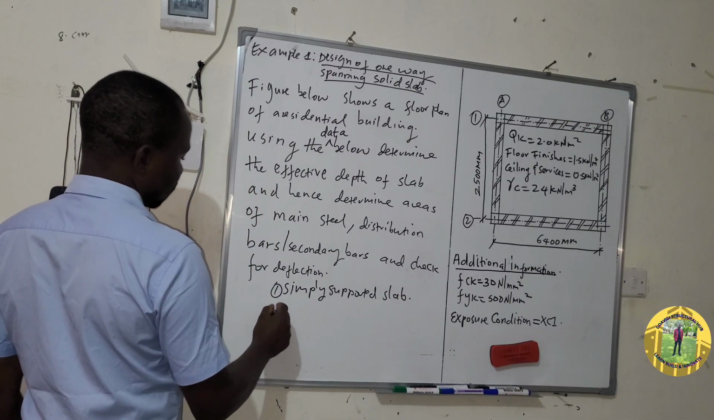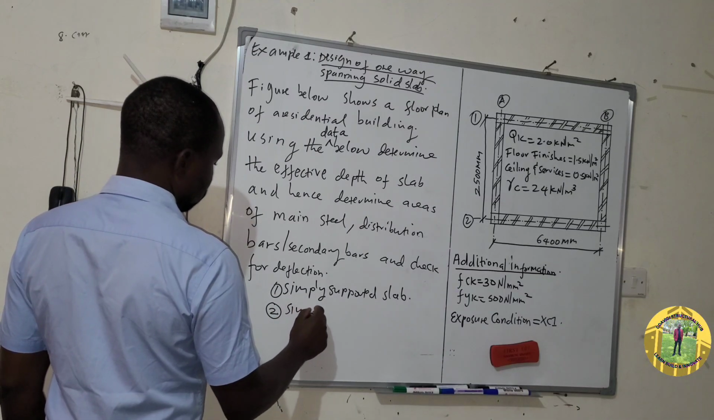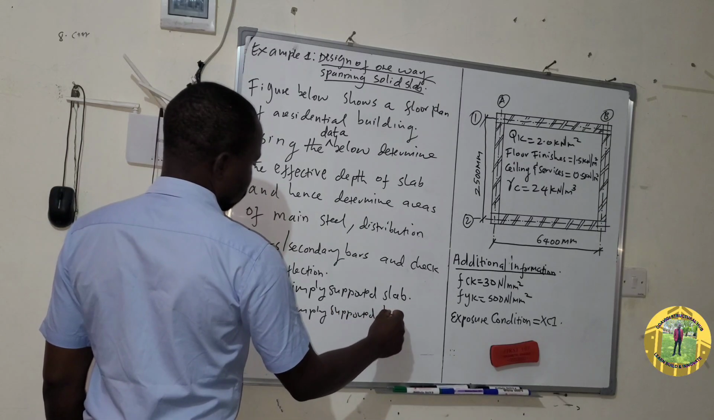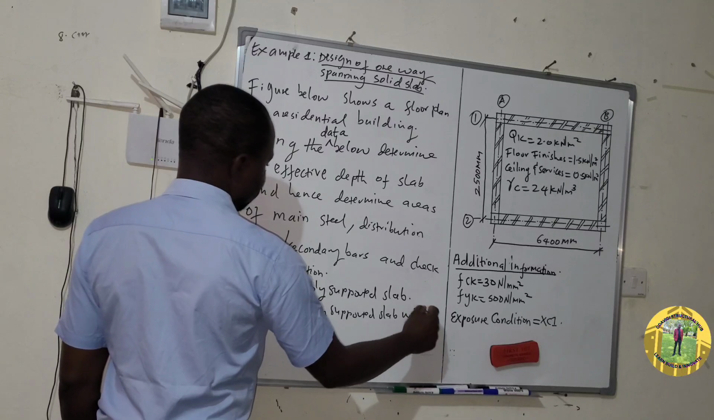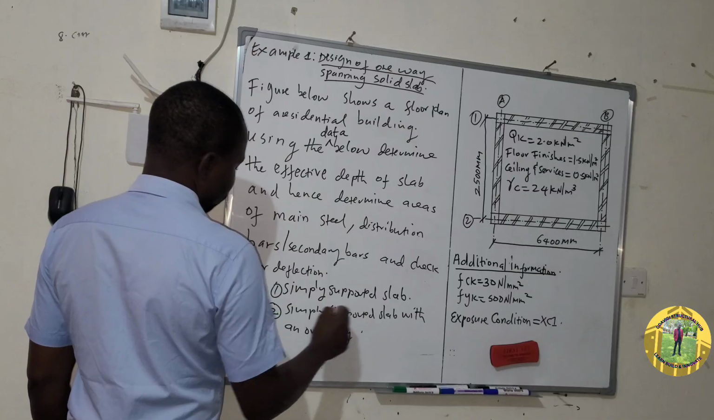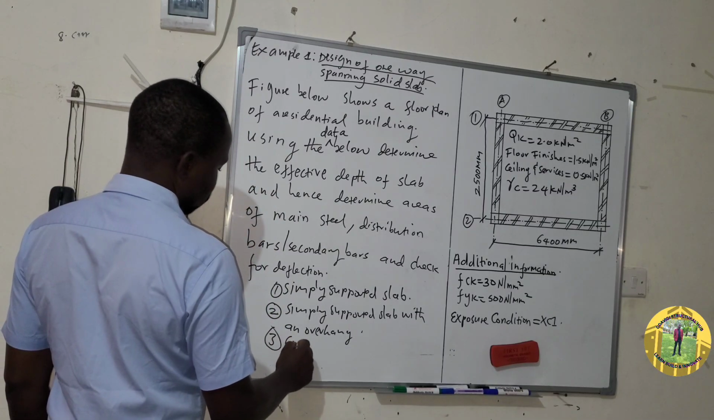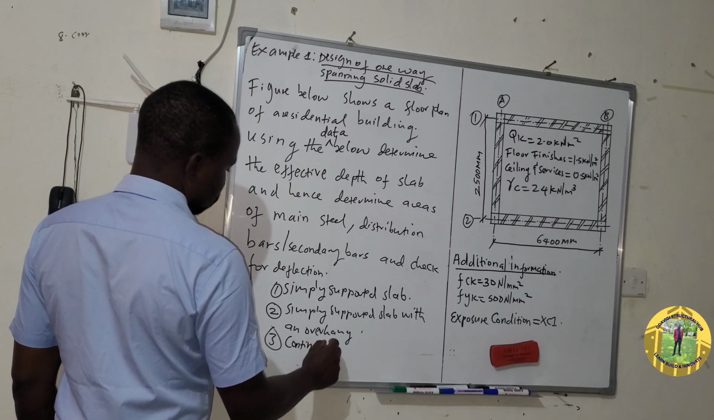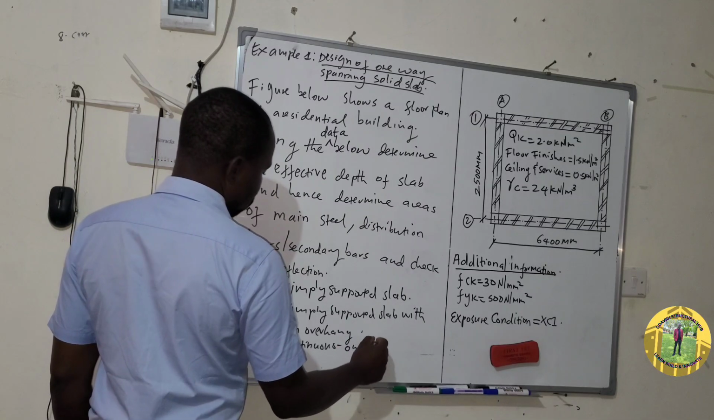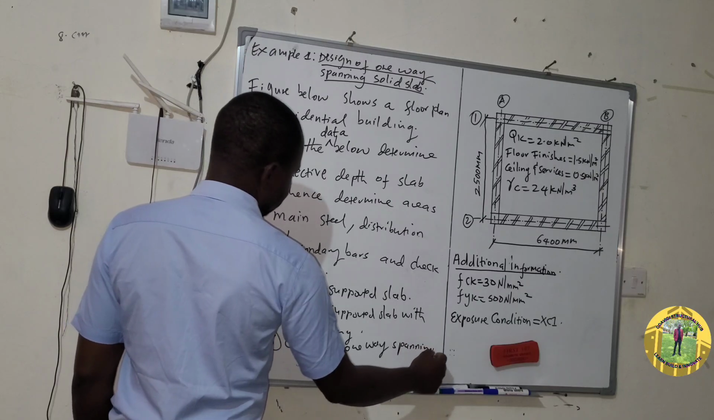And then after this, we will tackle what we call simply supported slab with an overhang. Then from there, we'll tackle what we call continuous one-way spanning slab.